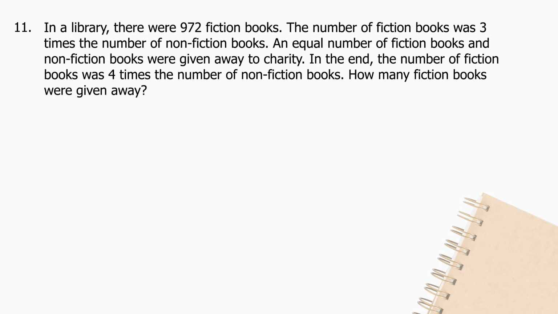Question 11. In a library, there were 972 fiction books. The number of fiction books was 3 times the number of non-fiction books. An equal number of fiction books and non-fiction books were given away to charity. In the end, the number of fiction books was 4 times the number of non-fiction books. How many fiction books were given away?